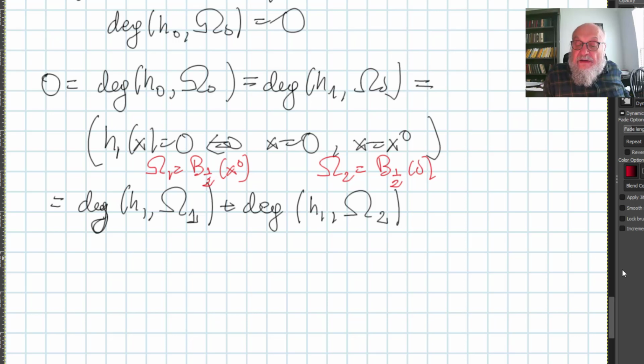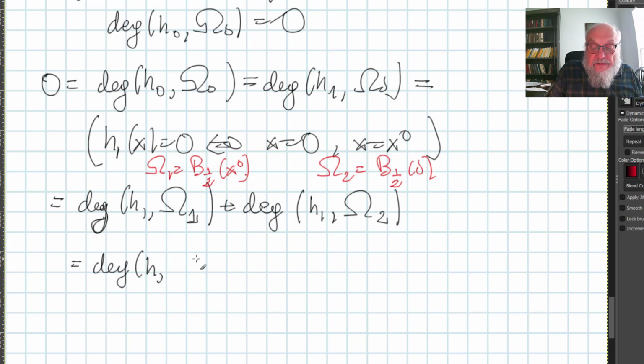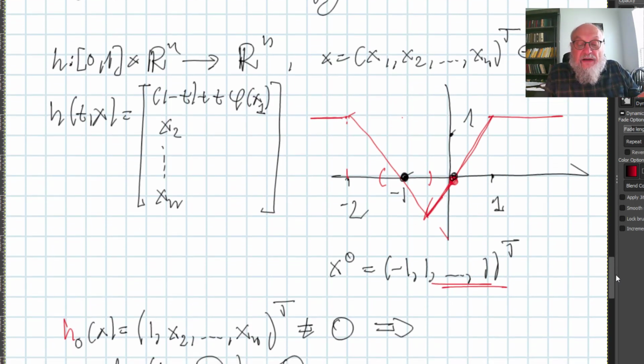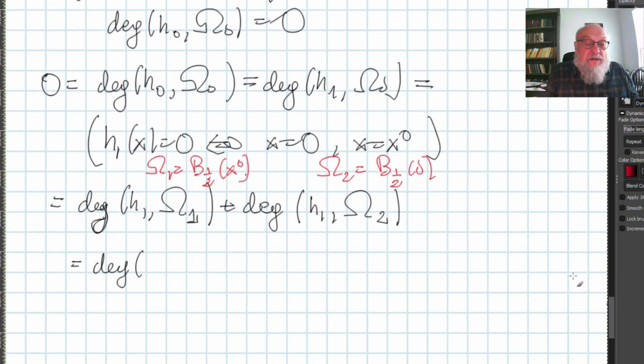So now you can see that one of the points belongs here, another belongs there, the solutions of the equation. So I can continue and write it down. This is the degree of h1 on omega 1, but what is h1 on omega 1? On omega 1, you can see this is the identity, but here it will be minus 1. This is nothing else than j, plus x naught, on omega 1.